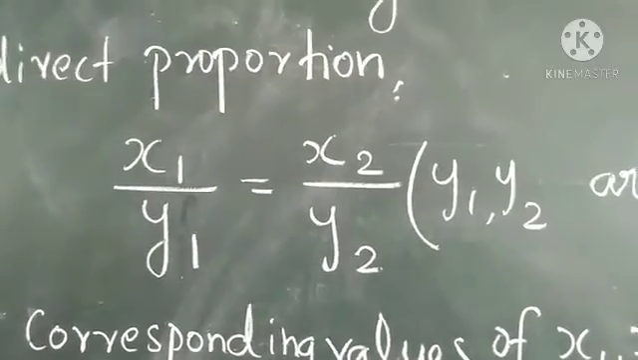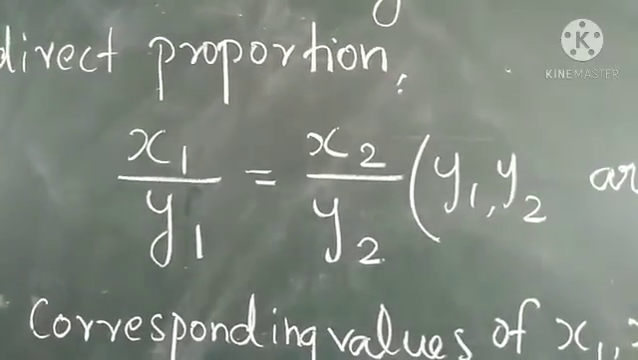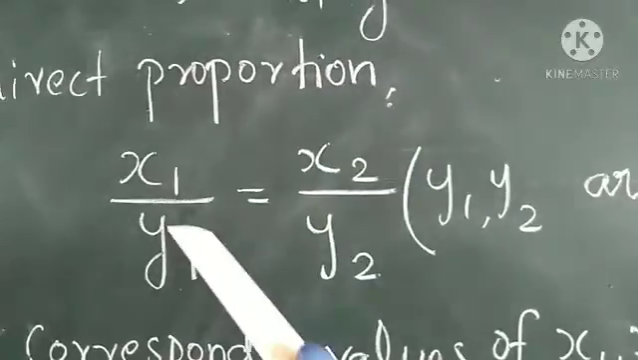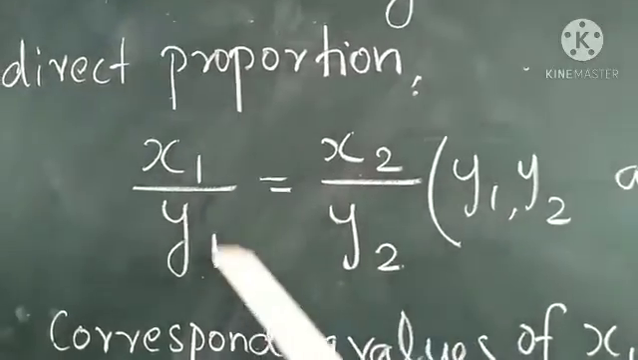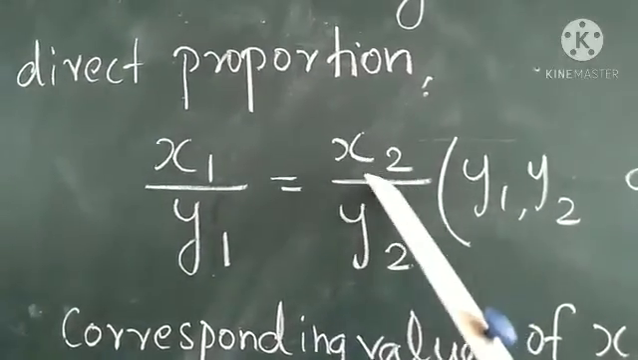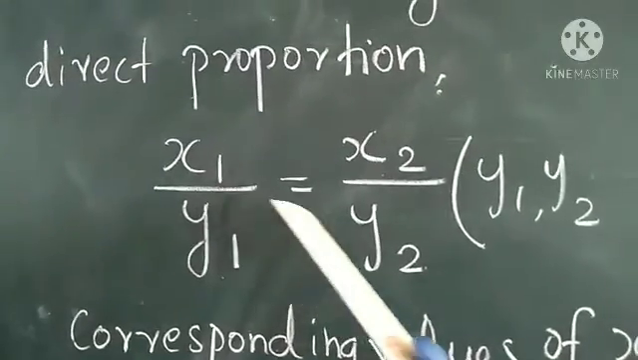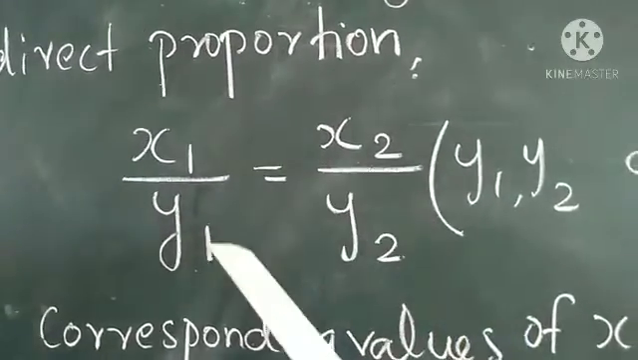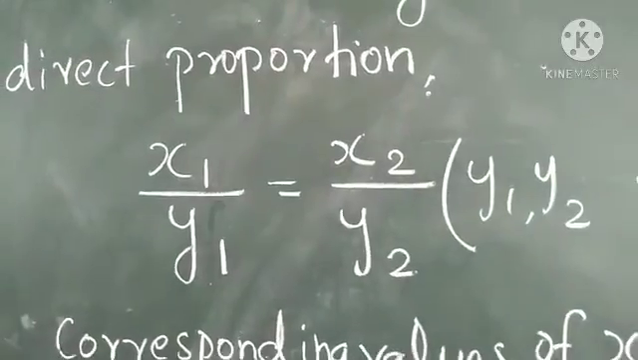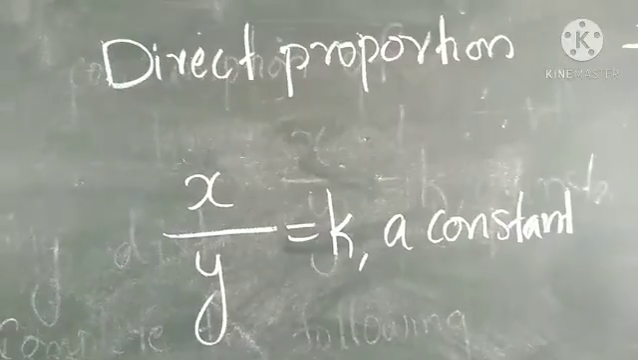Understood? What is the condition? x1 by y1 is equal to x2 by y2. Or if we cross multiply, we can say x1 y2 is equal to x2 y1. This is the condition for direct proportion.